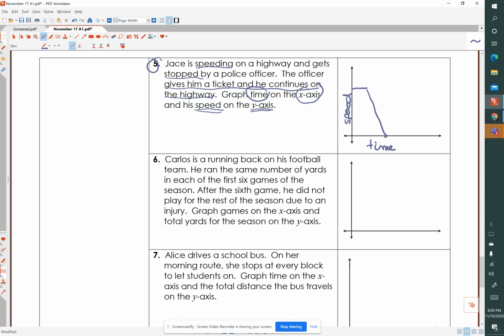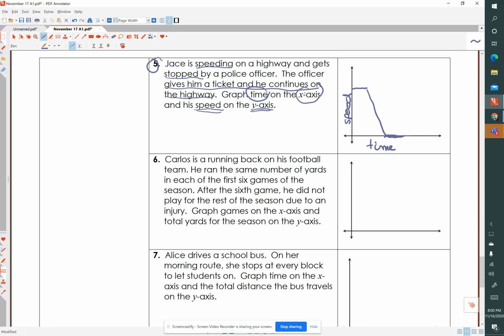Now he's there dealing with the cop. He's getting his ticket. The cop's telling him, listen, man, you got to slow down. It's not safe to drive like that. The whole time the police officer is talking to him, he is stopped. That's this line I just made right on the x-axis.